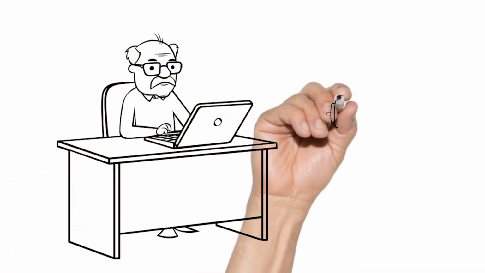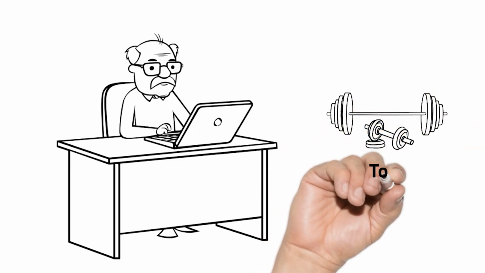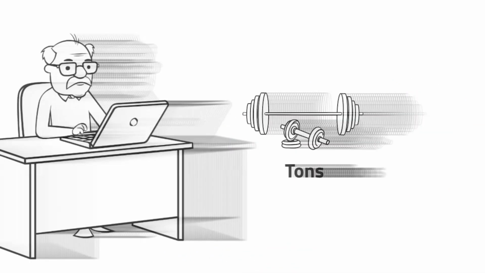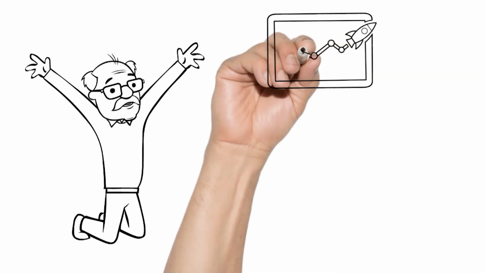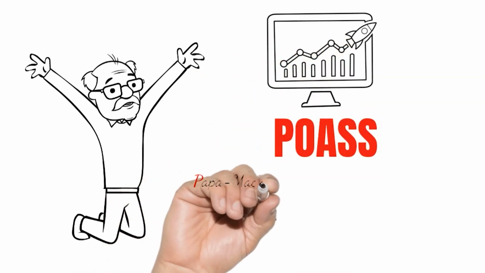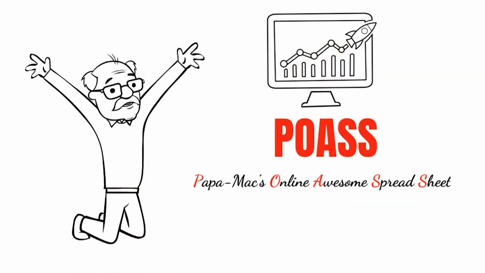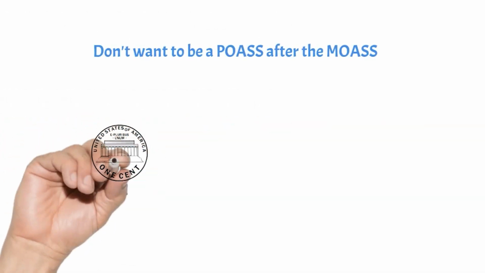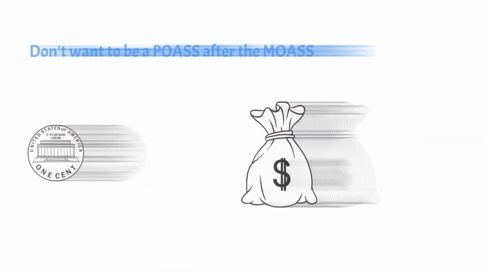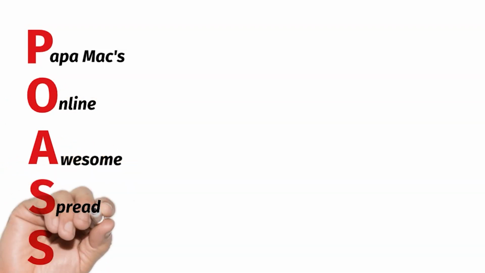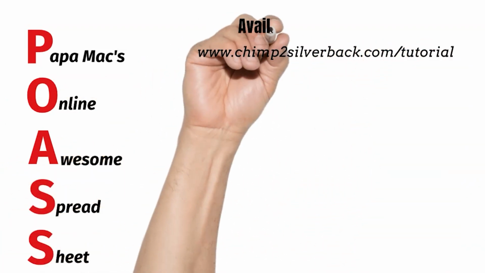Next I said to myself, Papa Mac, in your previous jobs over the years you created tons of spreadsheets, so why not create the ultimate ape arbitrage spreadsheet? We could call it the POASS for Papa Mac's online awesome spreadsheet. Plus hopefully apes won't be a POASS after the MOASS. With no further delay, introducing the POASS. It is now online and available for apes to use.